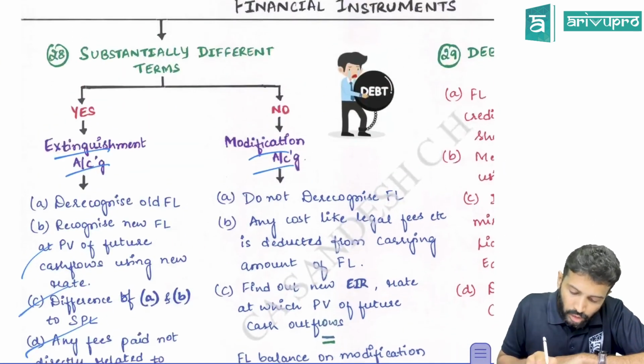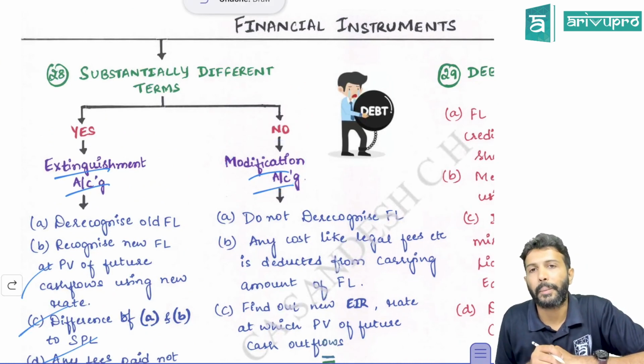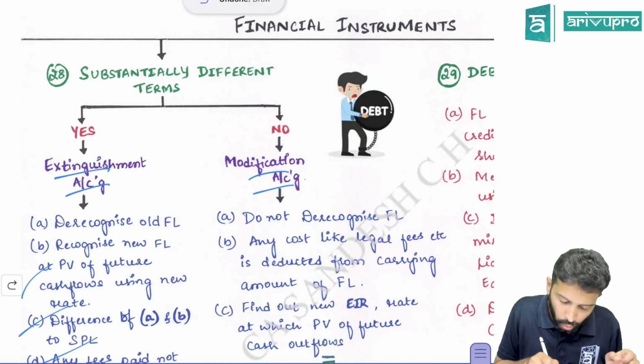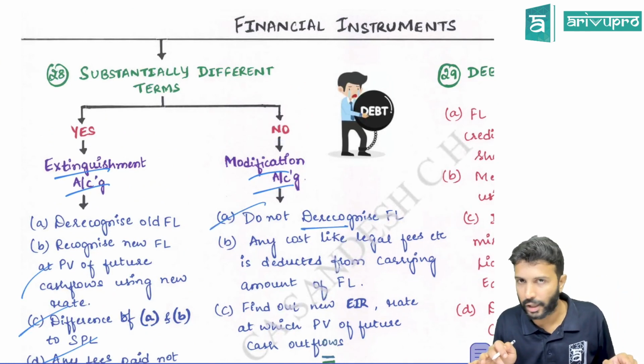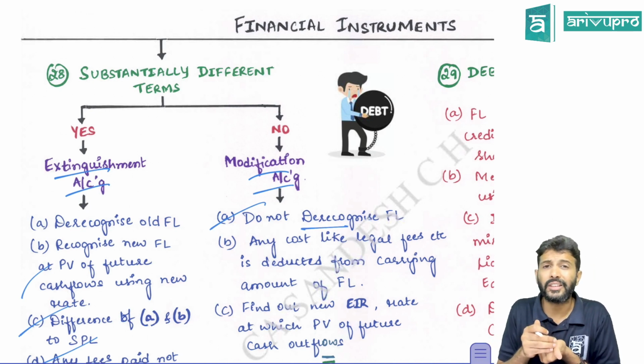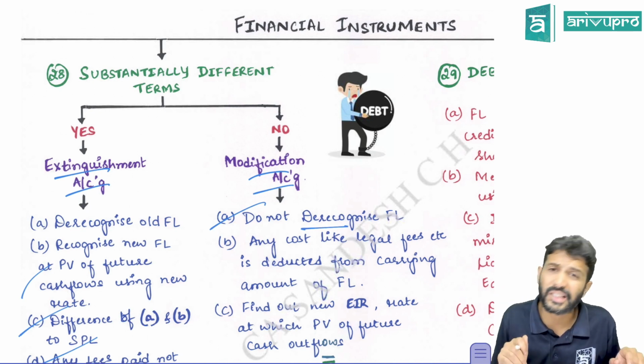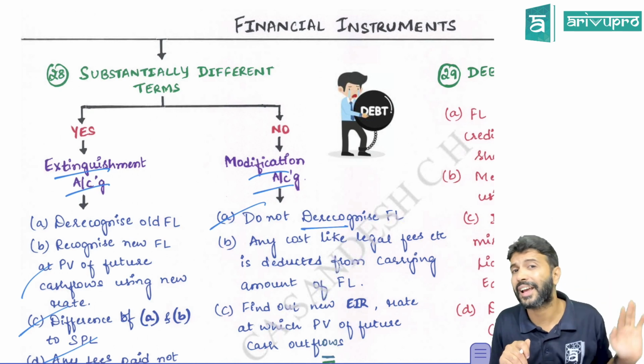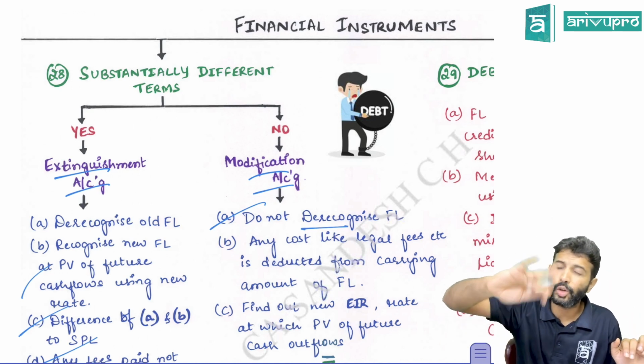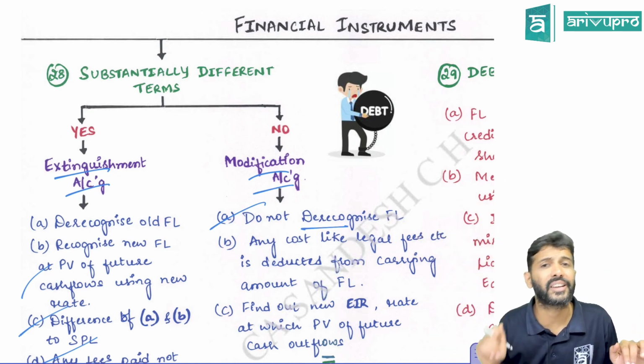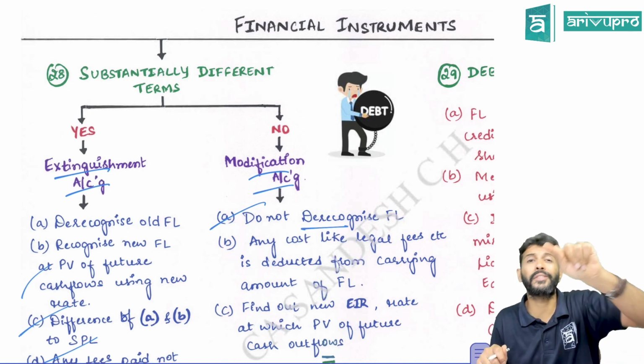Okay. If you're going for modification accounting, what will happen? You will not cancel the old loan. The old loan accounting will still continue. But you might have incurred some fees like legal fees. That will be considered as transaction cost and reduced from the financial liability balance. And since the new terms have changed, your original EIR will not hold good. You'll have to find out the new effective interest rate.